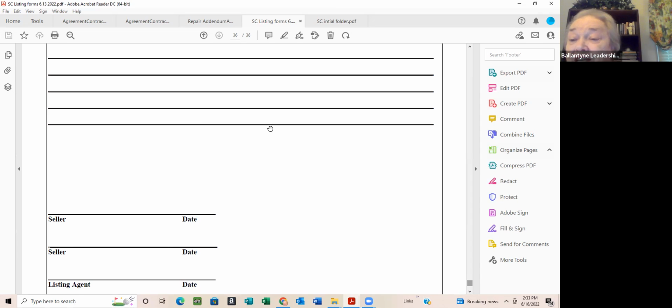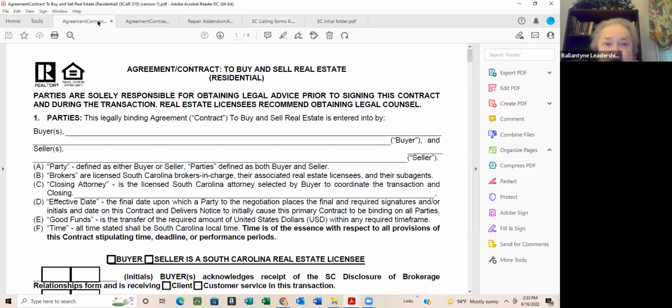Now, next Thursday, from 1 to 3, we'll be talking about all the buyer forms, but I want to go at this today from you as the listing agent receiving this new contract, and how to help your seller understand it. Now we have 2 new contracts. They're basically the same contract, and let me show you the difference.